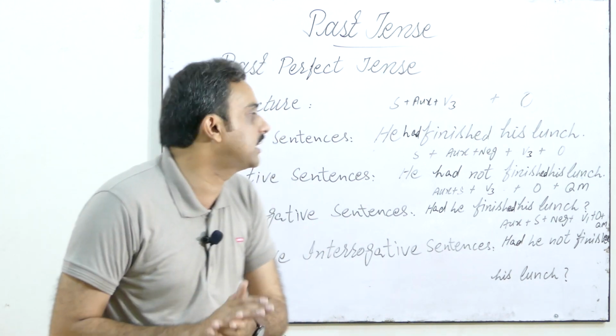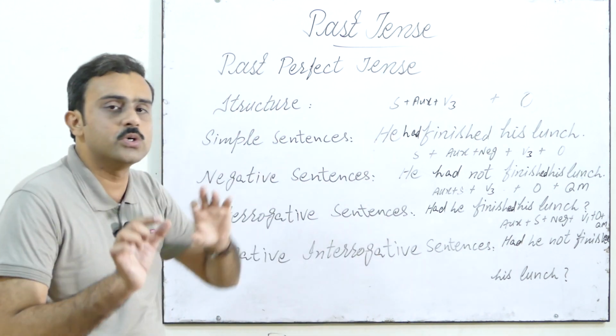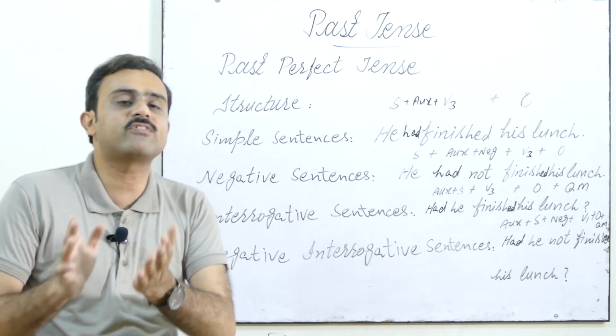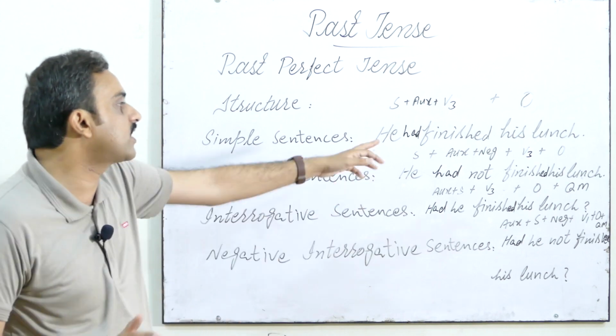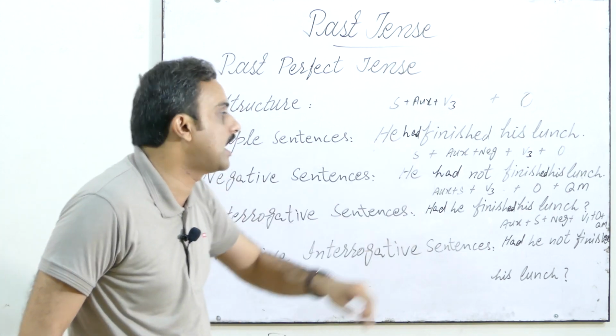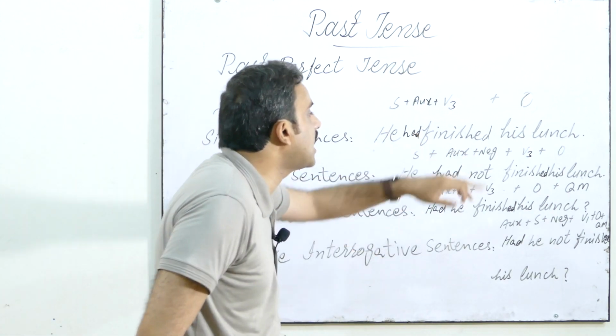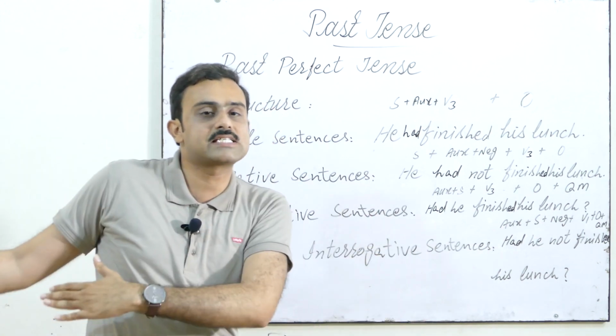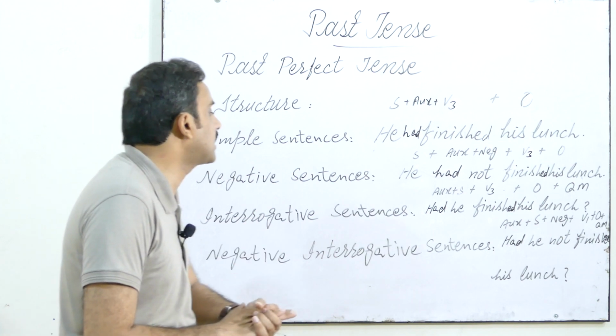Let me tell you one thing, that we again use only a single auxiliary in perfect tenses, in sentences of perfect tense, and this is your "had". So, he had finished his lunch. It shows the completion of work in past time. So then we use the negative sentences.